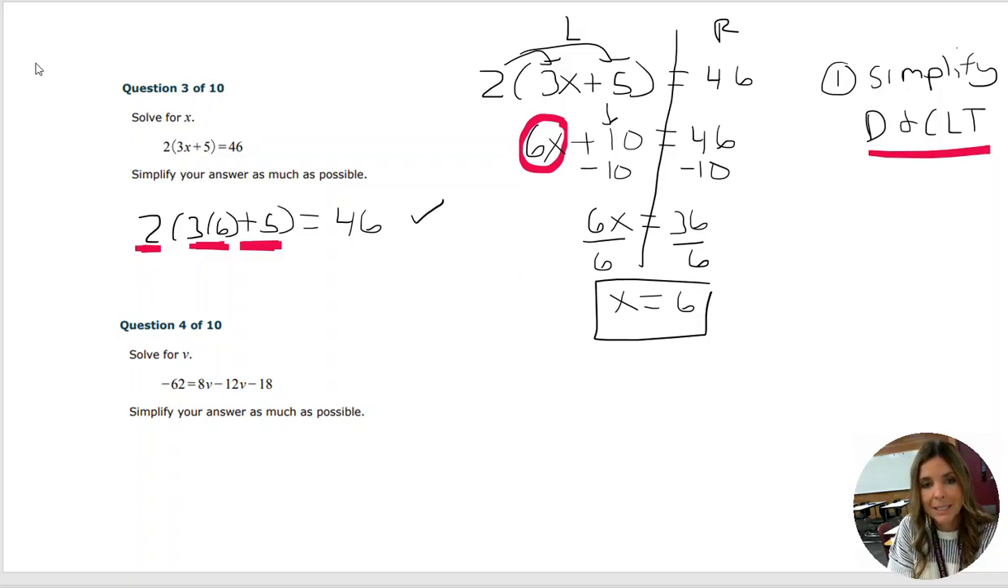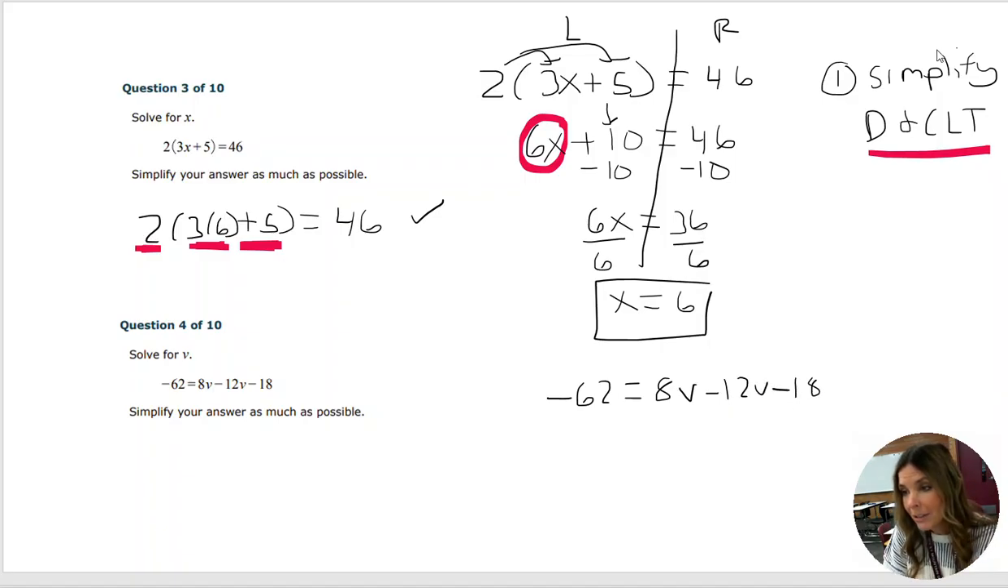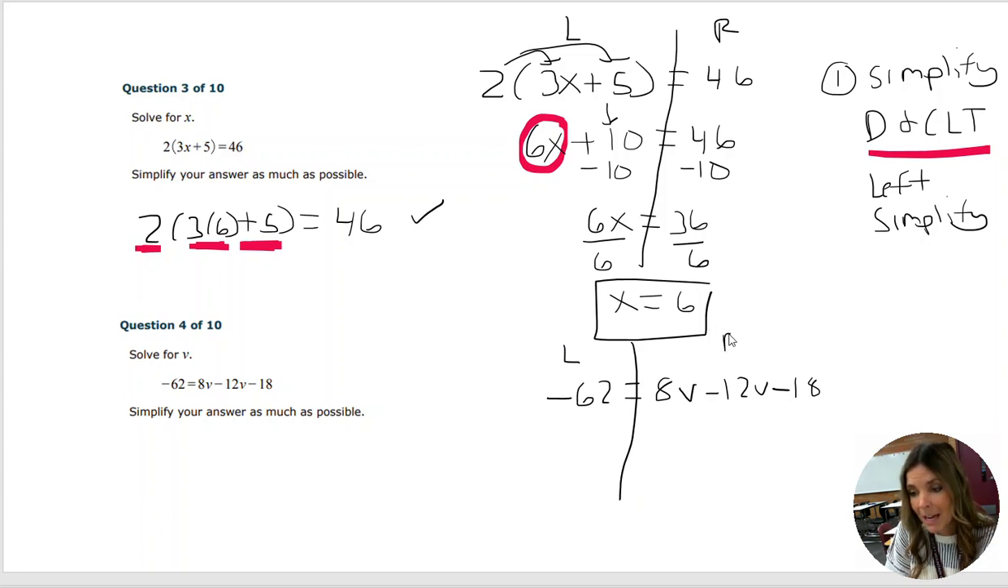Okay, next example problem. So on this one, very first thing you always want to do is you want to simplify. So check your left side first. Okay, once you've simplified the left side, then check your right side. See if there is anything that it needs to simplify on the right side. And in this case, when we check our left side, there's nothing to simplify. But when we check our right side, we have some like terms that we need to combine.